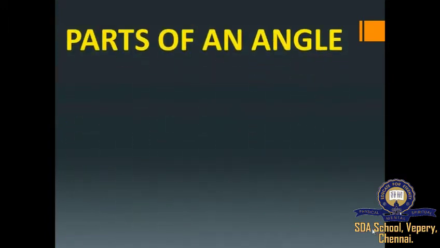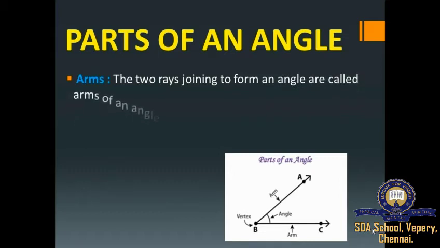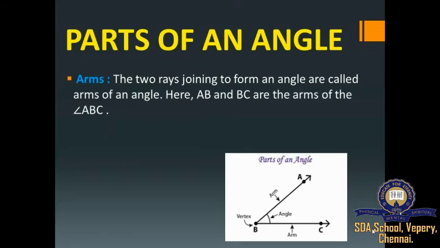Now let's look at the parts of an angle. There are two main parts of an angle: the arms and the vertex. First, let's look at what arms are. The two rays joining to form an angle are called the arms of the angle. Look at the figure here, students. Here AB and BC are the arms of angle ABC.